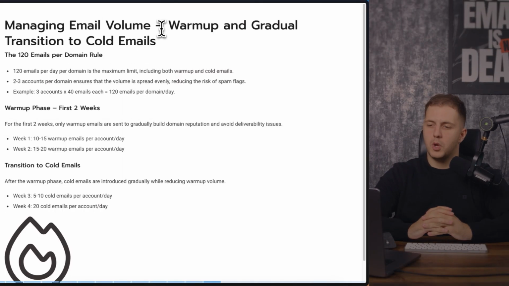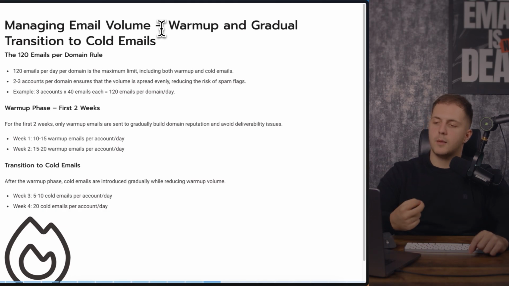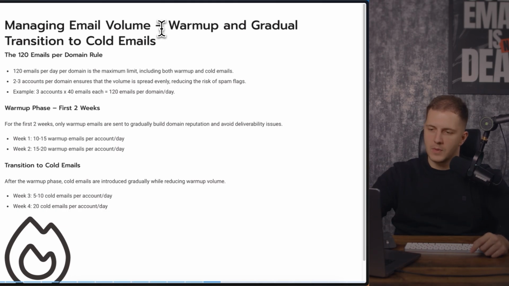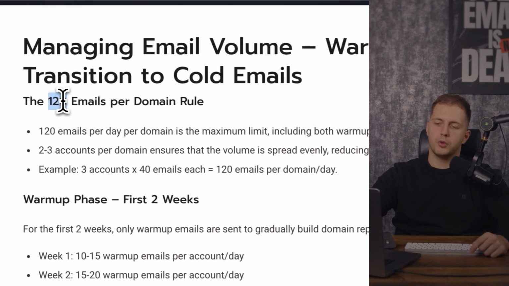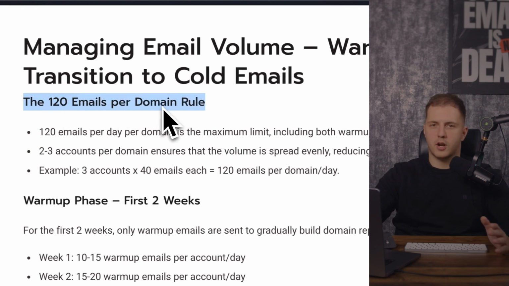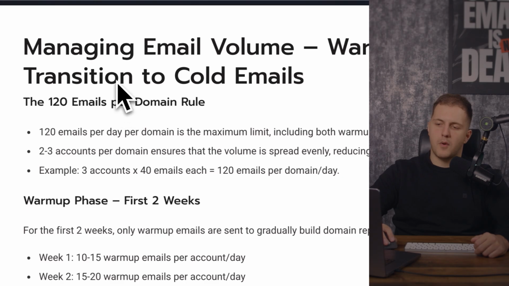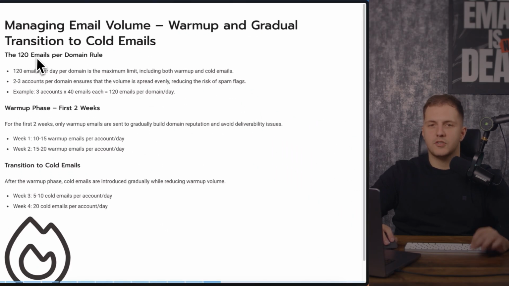At this point, we have domains ready, we have email accounts ready, and it's finally time to enable the warm-up process. Let me show you how it works. This is the rule that we follow and that all of our customers, users, clients follow as well. We send the maximum of 120 emails per domain.